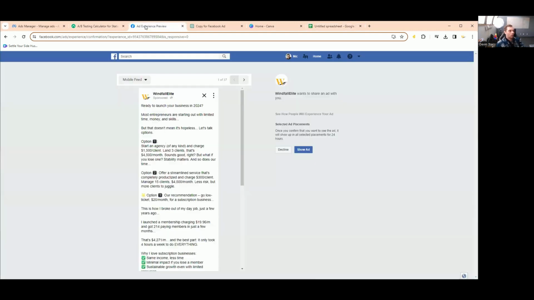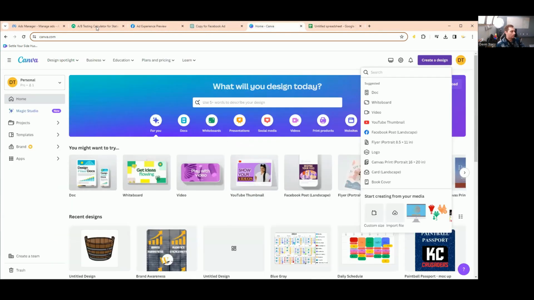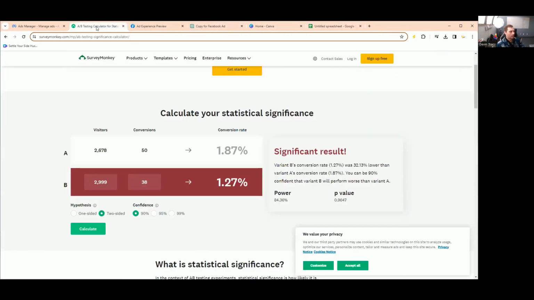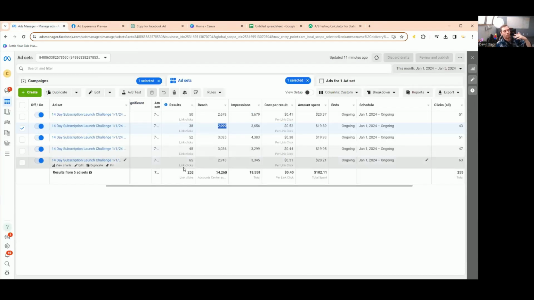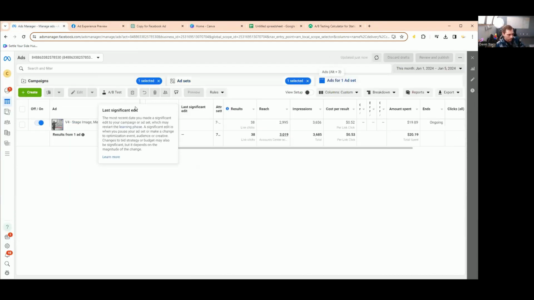High level how I work through split tests. Next, let's go ahead and talk about the copy. So this is the ad that I was running, by the way. Oh, I guess one more important thing about split tests.